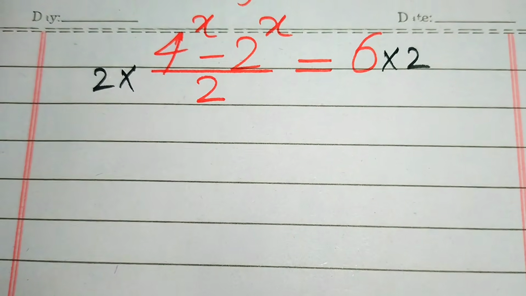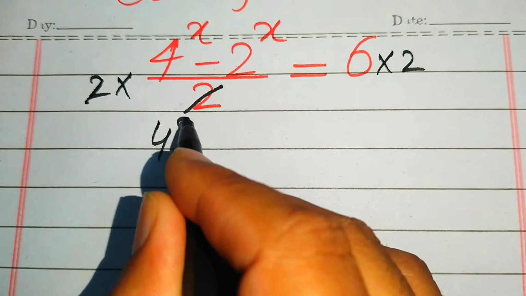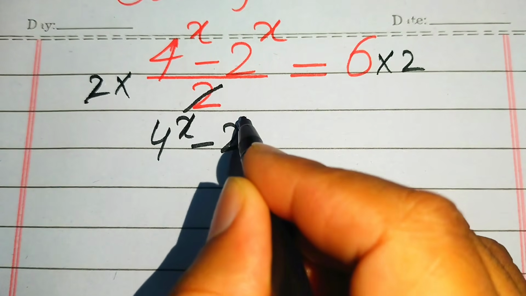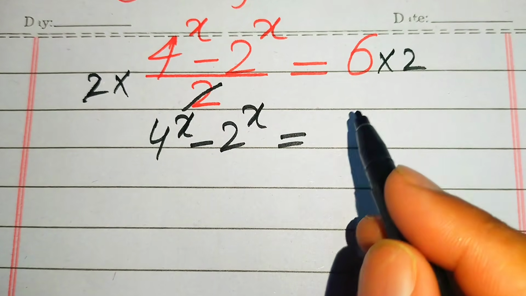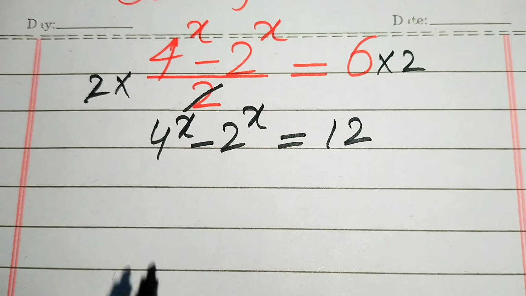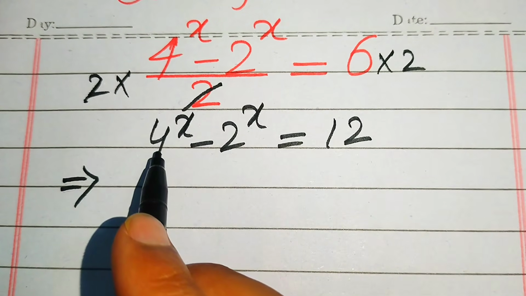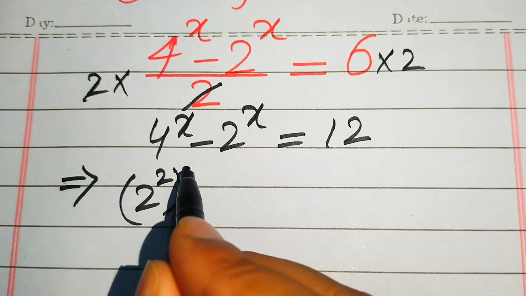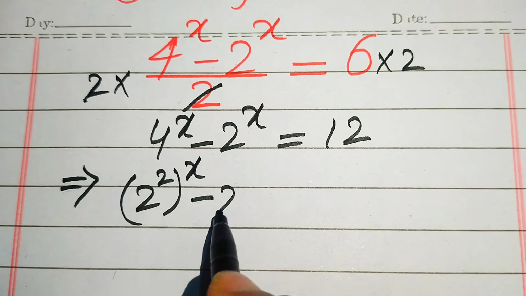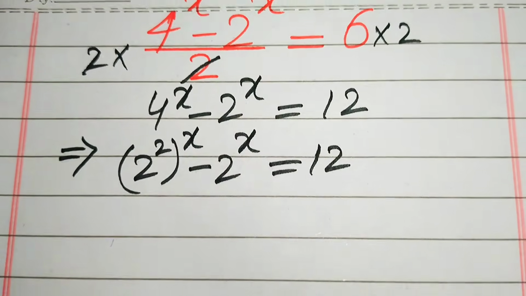So when we multiply it by 2, this 2 and this 2 are gone, and we get here 4 to the power of x minus 2 to the power of x is equal to 6 times 2, which becomes 12. And now further we rewrite this equation in this form. Here you see that the base of this term is 4, and we write it as 2 squared, and its whole power x minus 2 to the power of x is equal to 12.